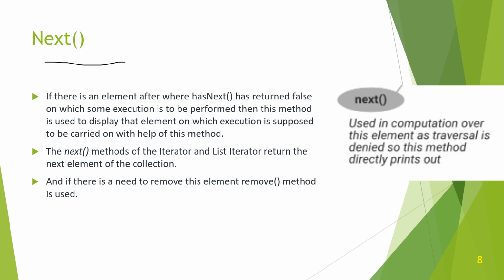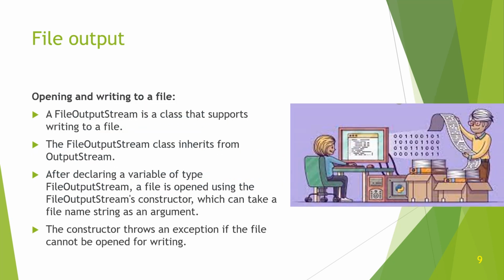Next method. If there is any element after where hasNext has returned true on which some execution is to be performed, then this method is used to return that element on which execution is supposed to be carried out. The next method of the Iterator and ListIterator returns the next element of the collection. And if there is need to remove this element, the remove method is used.